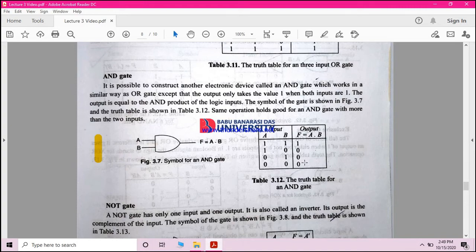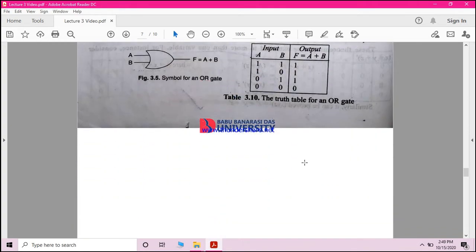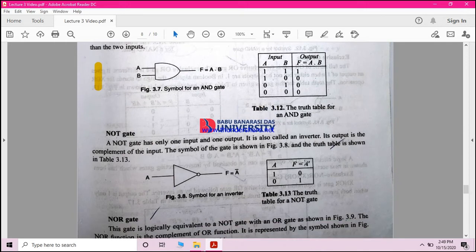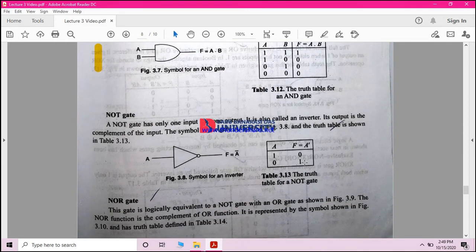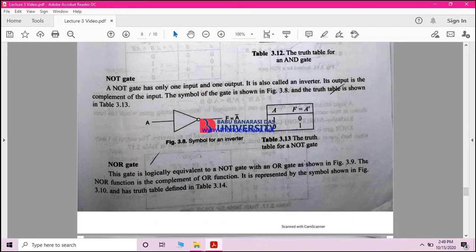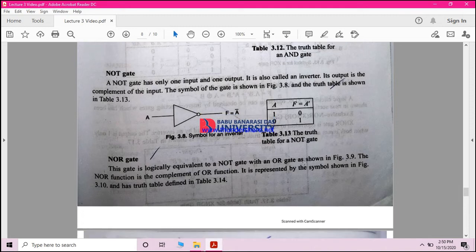What is a NOT gate? A NOT gate is basically a complement gate. It just complements whatever is the input; it will become the complement of that. A NOT gate has only one input and one output. It is also called an inverter because it basically converts a high to low and a low to high. Its output is the complement of the input. The symbol of the gate is shown in the following figure, and the truth table is also shown in the following figure.